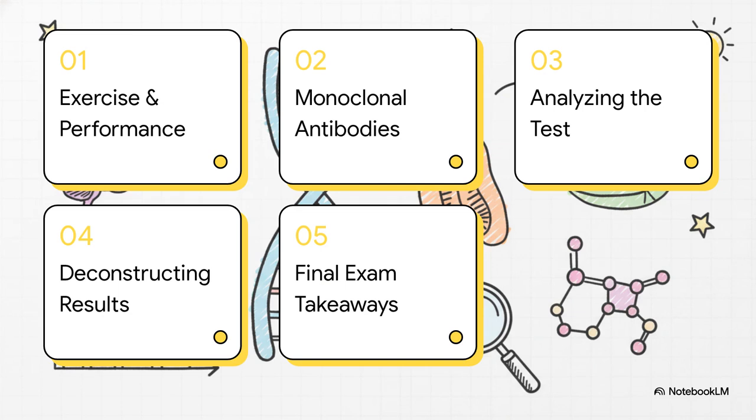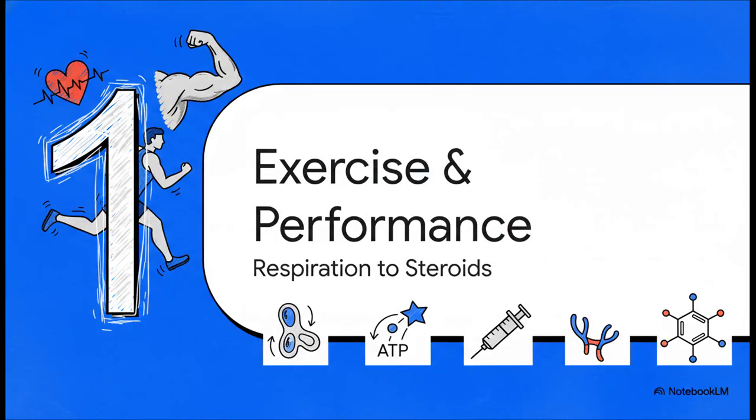Okay, here's our game plan. We're going to break this thing down piece by piece. We'll start with the biology of exercise and performance, then we'll dive into the incredible science behind making monoclonal antibodies. After that, we'll analyze the steroid test itself and then deconstruct the results. And finally, we'll wrap it all up with some key takeaways for your exams. So, first things first, we're kicking off with the nitty-gritty of what actually happens inside your body during really vigorous exercise. Then, we'll connect that to how anabolic steroids can give an athlete an edge, which really sets the stage for the rest of the question.